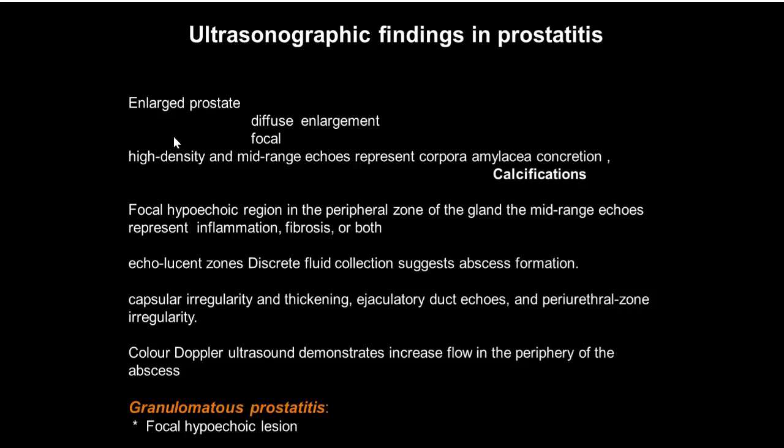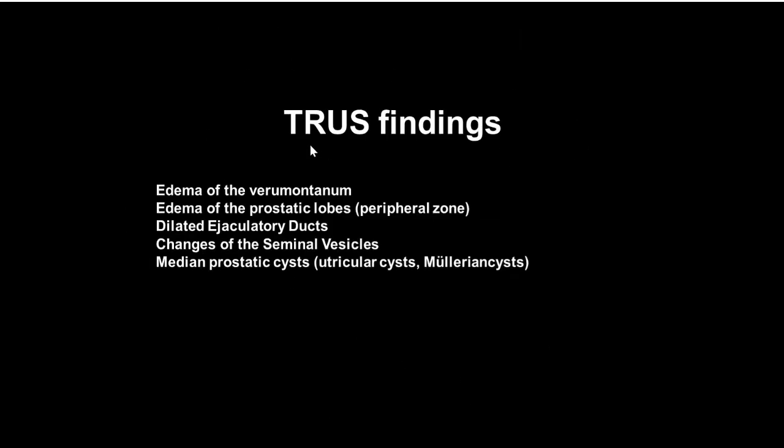So, we summarize: enlargement of the prostate, diffuse or focal, different echoes from high to low to hypo to echolucent echoes, capsular irregularity, increased flow in the periphery of the abscess, or focal hypoechoic lesion in granulomatous prostatitis. TRUS findings, transrectal ultrasound findings in prostatitis: edema of the verumontanum, edema of the prostatic lobes and peripheral zone, dilated ejaculatory ducts, changes of the seminal vesicles, median prostatic cyst, utricular or Mullerian cyst.